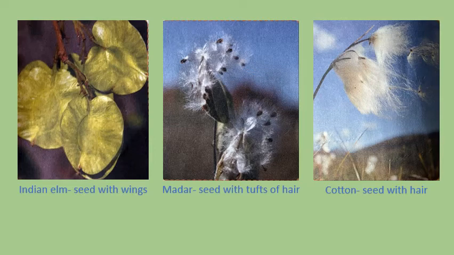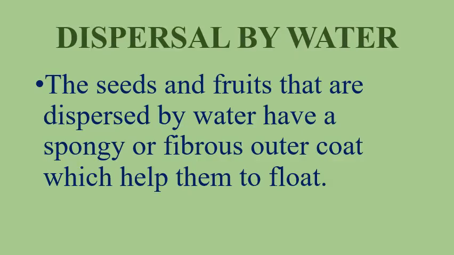Here are some examples. Indian elm is a seed with wings. Madar is a seed with tufts of hair, and cotton is a seed with hair. Another example is hiptade seed, which is dispersed by wind.